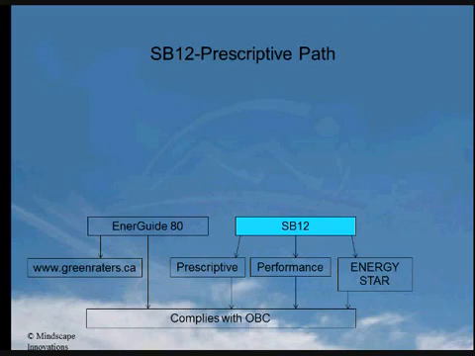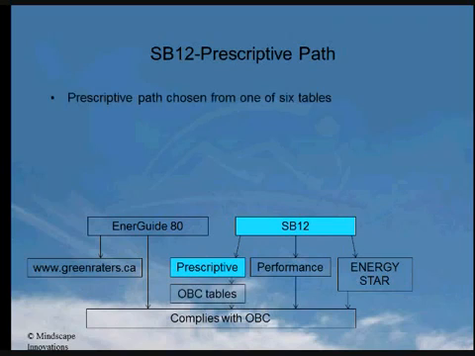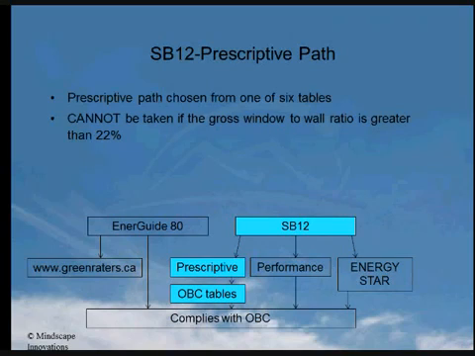Hello and welcome. This video will cover the Ontario Building Code Supplementary Building Standard SB 12, focusing on the prescriptive path only. The various prescriptive paths are found in 6 different climate tables, grouped by climate zone and space heating system type. Please note that if your gross window-to-wall ratio is greater than 22%, you will need to pursue a different path to achieve building code compliance.